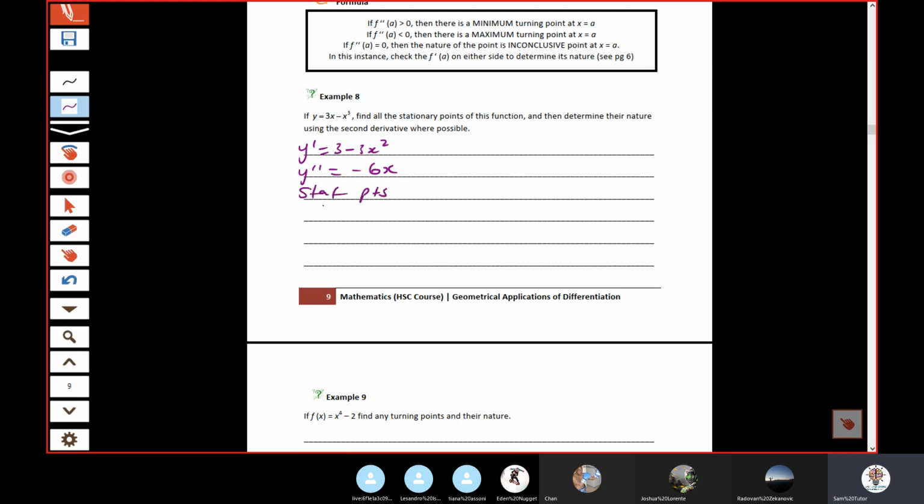Learn to underline like I do, stat points, and then I write y dash equals 0. It looks neat, because imagine in your exam, it's going to be a whole book of just writing everything. You want to keep things neat, so when you're coming up to sketching your graph, you can identify your points easily. Stat points, make this equal to 0. I think we can already see x equals 1 and x equals negative 1. So back into the original. Y equals 3, take away 1 is 2, minus 3 plus 1, minus 2.